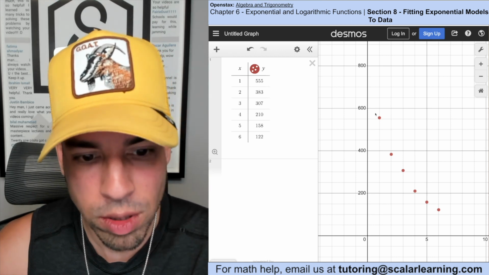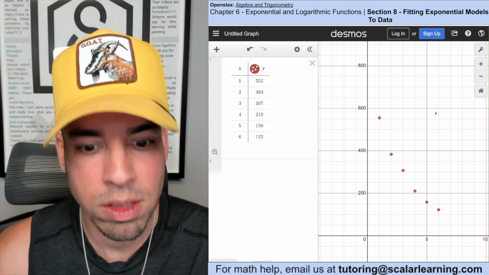So here's a little plot with the points. So there's your scatter plot with those 6 points. That's how you do it.